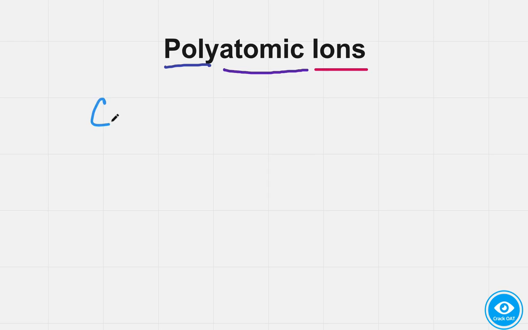We can have positively charged ions, which are referred to as cations, and negatively charged ions that are referred to as anions.